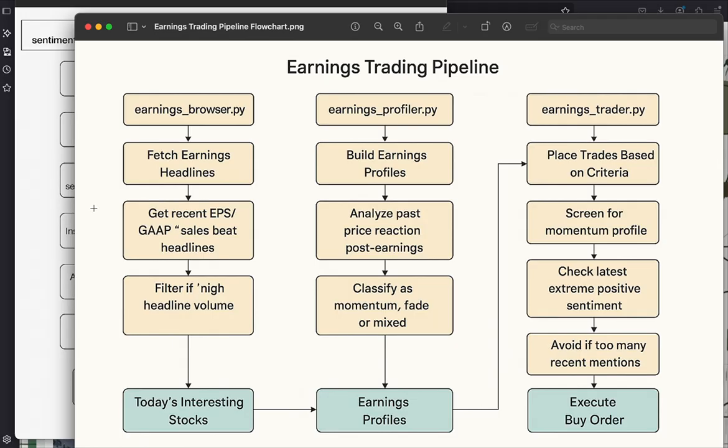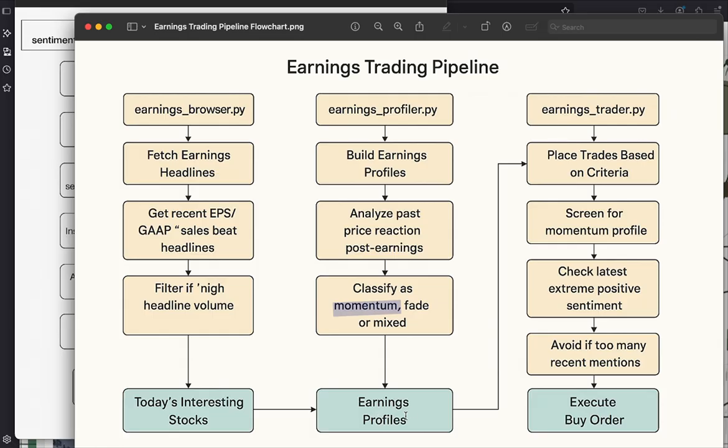And how this process works is we take a quick look using an earnings browser just to see what out there is actually interesting today. Once we have that, we build out a profile based again on past price reactions post earnings. And then you can classify those reactions as either momentum, that is, they're gainers, or fade, they go down, or sometimes they gain, sometimes they go down. We're looking for momentum: those classified as momentum that beat on their earnings reports on EPS and sales.